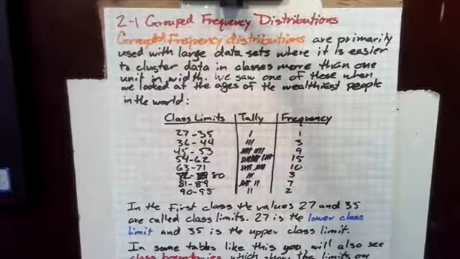In the first class, the values 27 and 35 are called class limits. 27 is the lower class limit, and 35 is the upper class limit. In some tables like this, you will also see class boundaries, which show the limits on measurements. Since this table examines ages which have natural cutoff points, class boundaries are unnecessary.